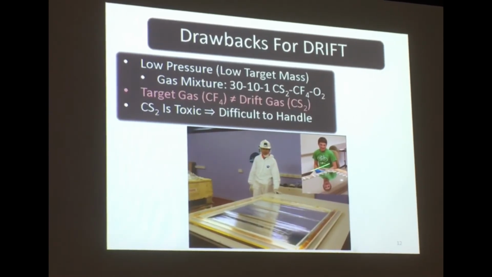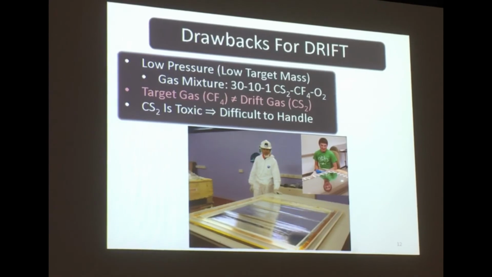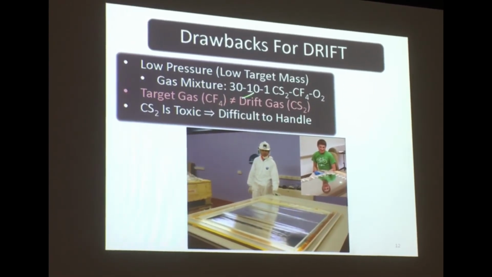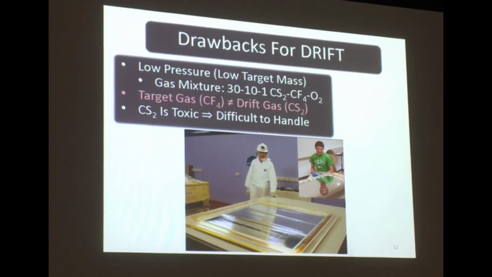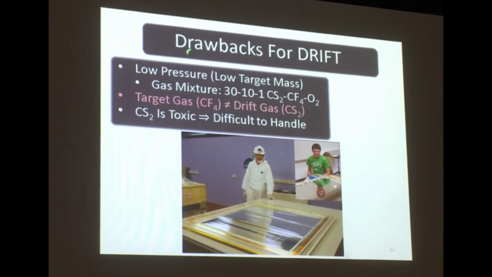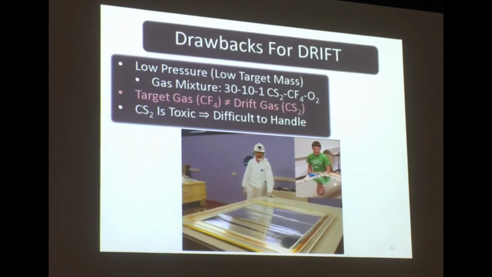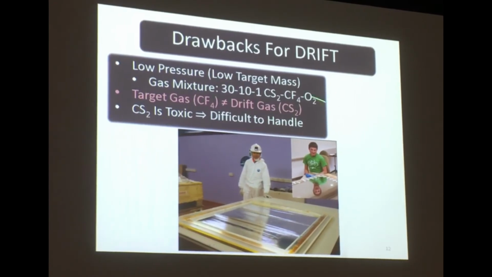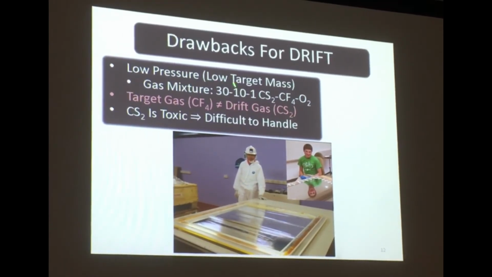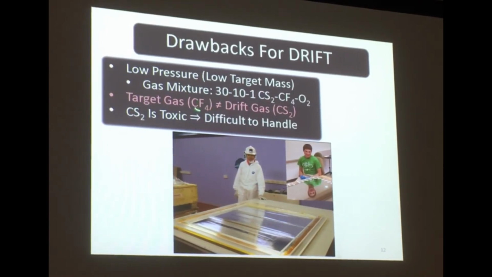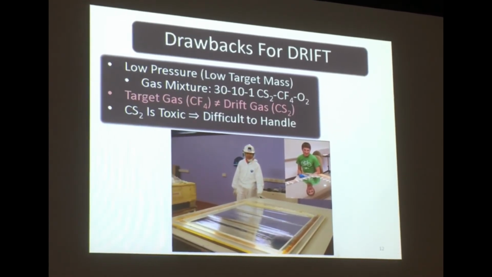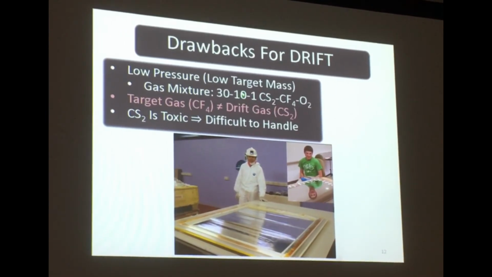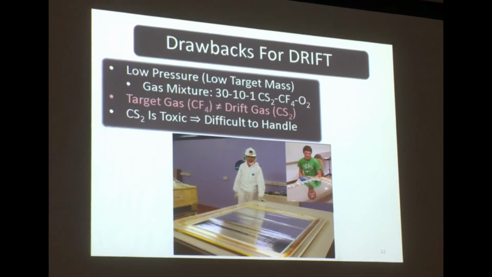But here are some drawbacks for the DRIFT experiment. The obvious one is that it's at low pressure, which means there's a low target gas density for WIMPs to interact with. Again, this is the mixture that the DRIFT experiment uses, and you'll notice the CF4 component of the gas is specifically the target for WIMP interactions, and it's only 10 torr. It's only a fraction of the whole mixture.